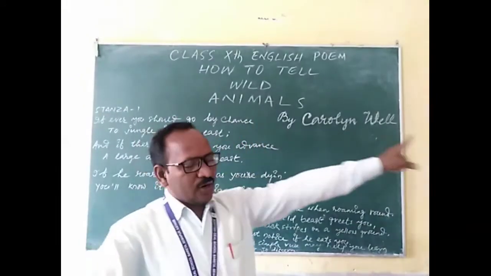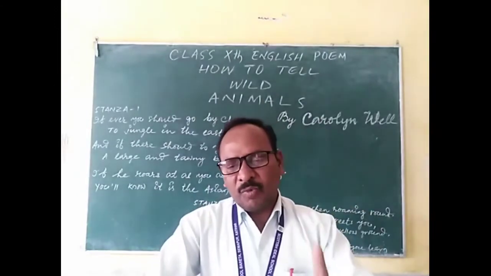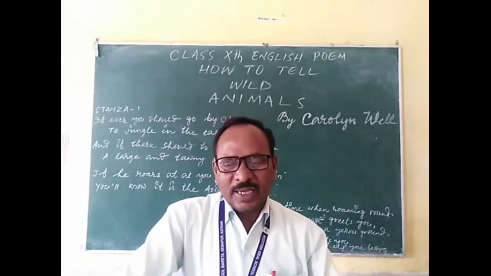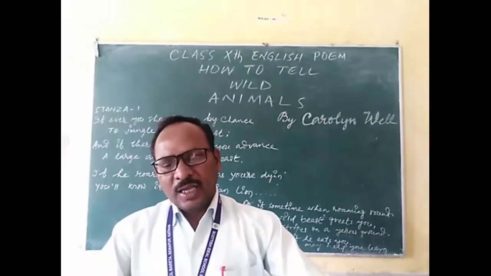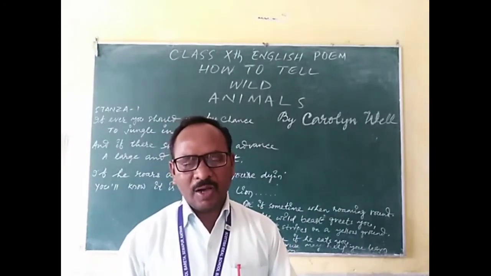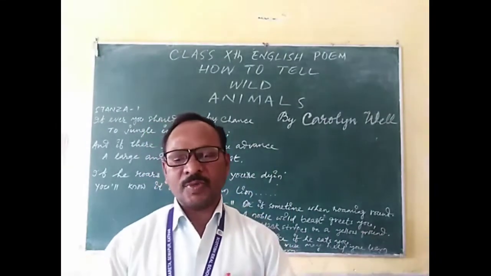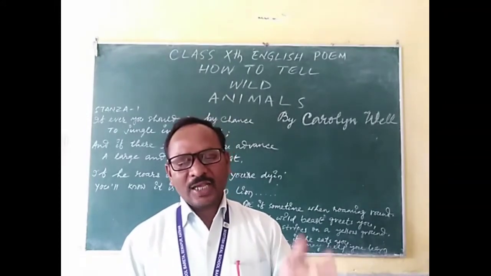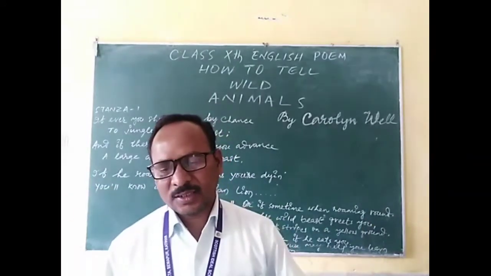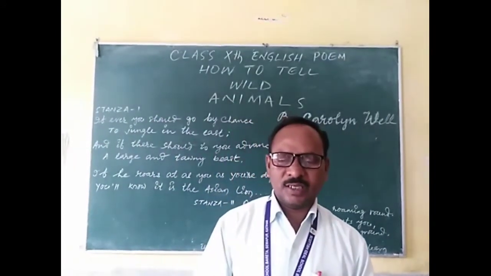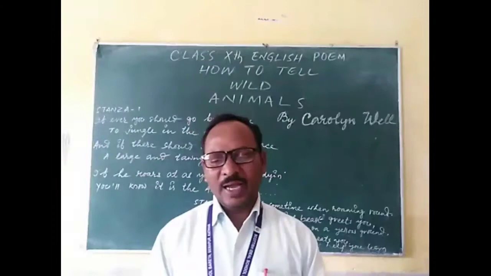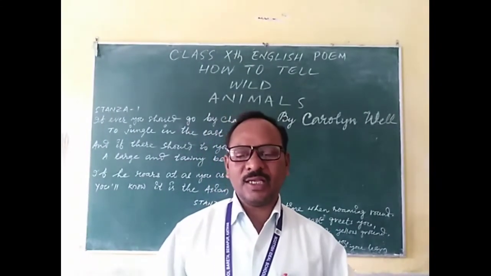So children, the poet Carolyn Wells says that for someone who is new to the job of recognizing animals, it will be like a puzzle to recognize animals that hunt other animals for their food. So here the poet tries to help out the readers by telling the difference between two animals. He says that hyenas will be smiling, whereas the crocodile is always in tears. Both of these animals are dangerous. So this is what Carolyn Wells tells about the hyena and the crocodile by differentiating the two.